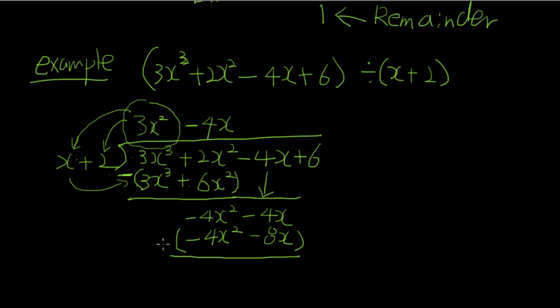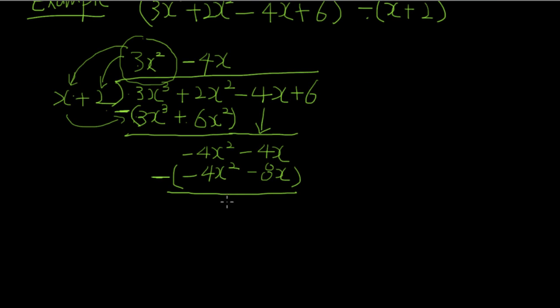Now, what do we do? We're going to do the same thing. We're going to subtract. All right. Then, when we subtract, this first term is going to be 0. That's what we wanted. And that negative will change this negative to plus. So we have negative 4x plus 8x. That's plus 4x. I'm going to extend this line a little bit further, and we're going to bring this term right here, which is plus 6, like this.